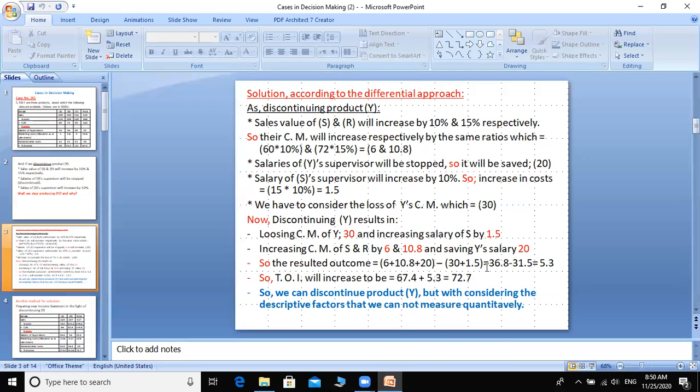So increasing 36.8 and having a loss of 31.5 results in increasing our operating income by 5.3. So we can discontinue product Y, but with considering the descriptive factors that we cannot measure quantitatively. We may lose our customers regarding Y, and the increase in each of S and R may not happen. We may lose our goodwill, we may lose our name in the market, and so on. So if we will not lose any of these, we can accept discontinuing Y.